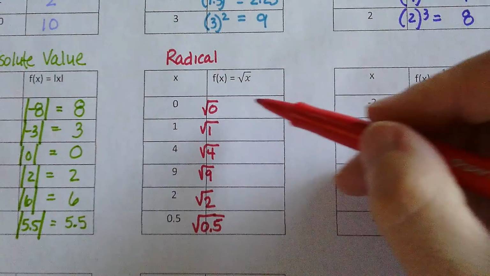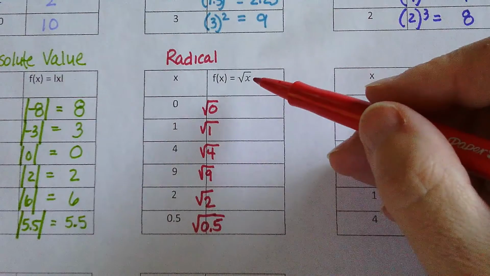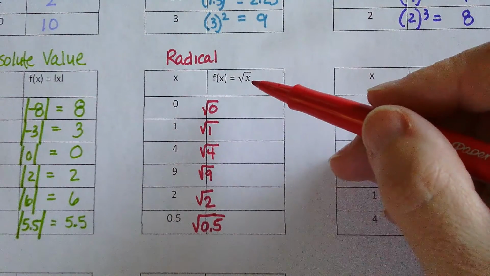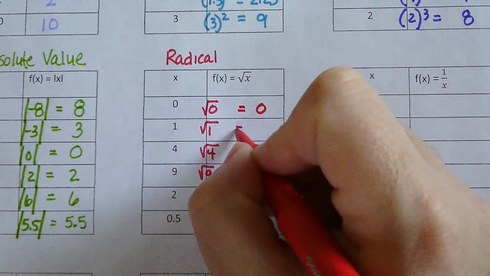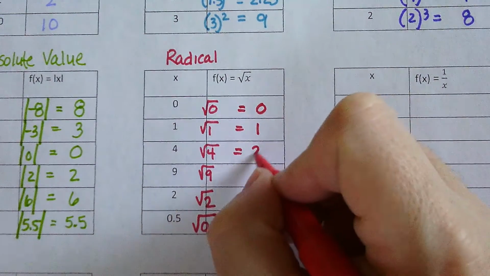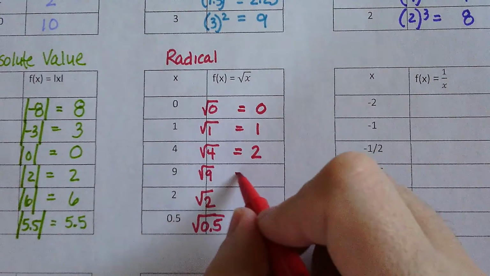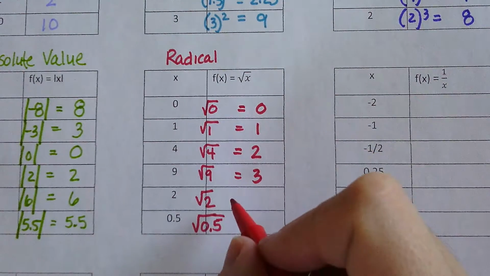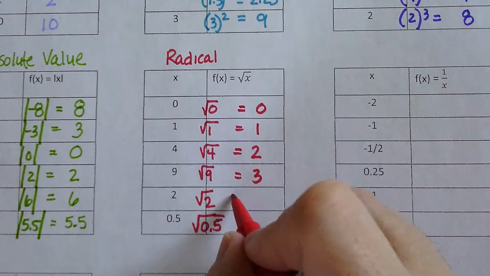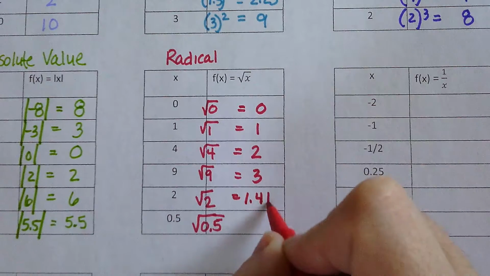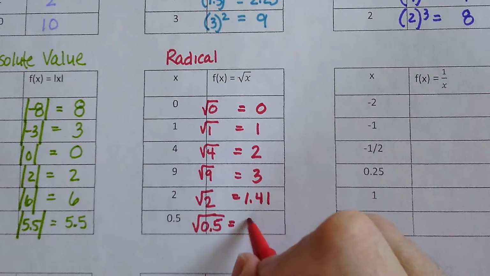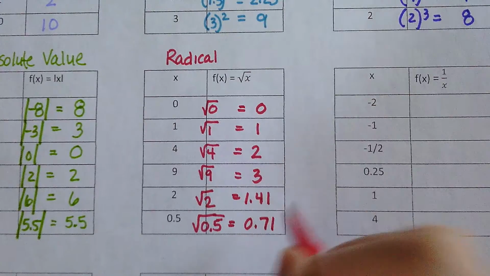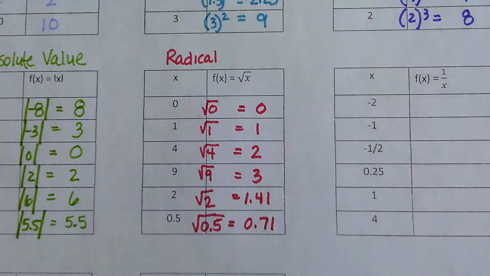This one is the square root of x, which is a radical function. So when we're looking at the square root values, the square root of 0 is 0, square root of 1 is 1, square root of 4 is 2, square root of 9 is 3, square root of 2 is approximately 1.41, and the square root of 0.5 is approximately 0.71. We round these to get just a pretty good idea so we can graph it better.